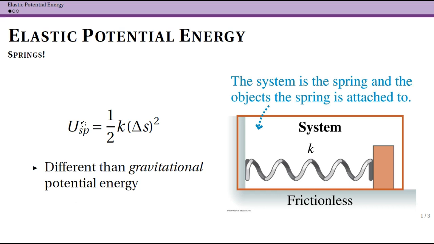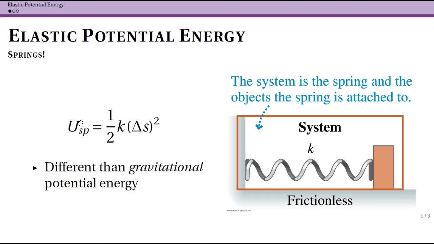So the situation where you can define a spring or an elastic potential energy is when you include the spring within your system and whatever the other end of that spring is attached to. So that is now part of our system. Now this is obviously different than gravitational potential energy. It doesn't depend on height, it doesn't depend on mass, it doesn't depend on g. It also has different notation.